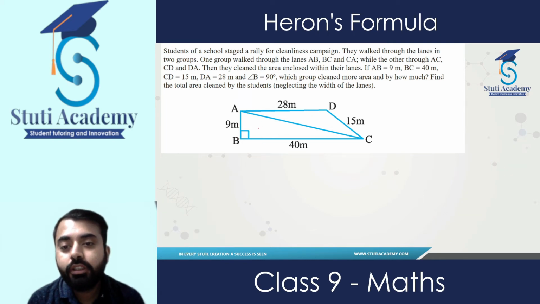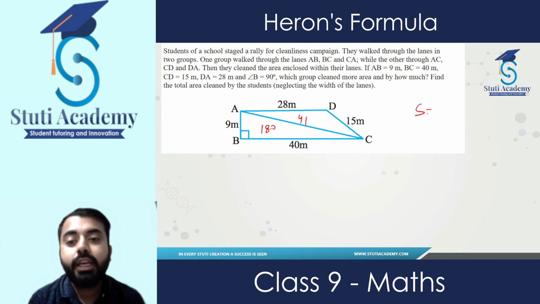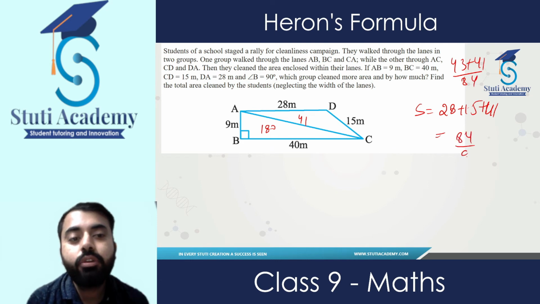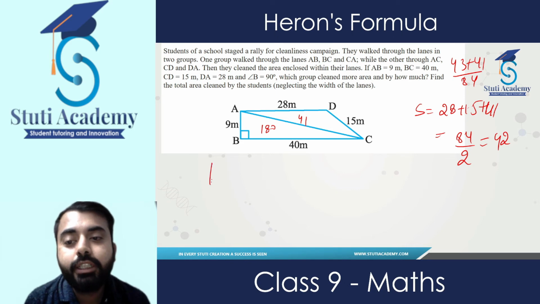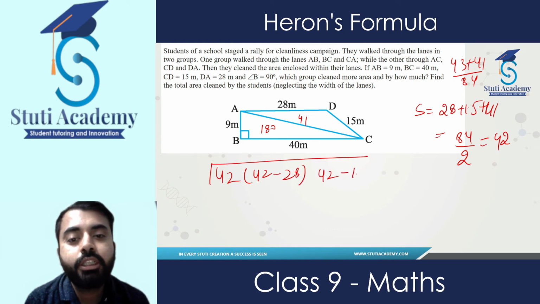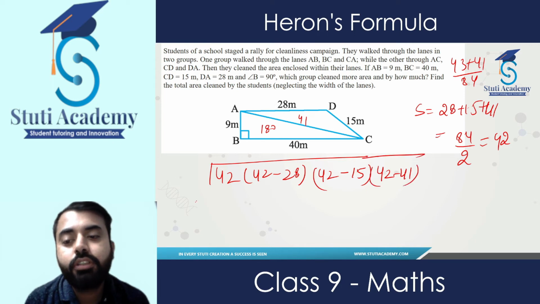So area of this figure was 180. Now I have to solve the other one. It is 41 now. S will be what? 28 plus 15 plus 41. 28 plus 15 is what? 43 plus 41. It is what? 84. 84 by 2. It is what? 42. Now I have my sides. 42, 42 minus 28, 42 minus 15, and 42 minus 41. Solve this.